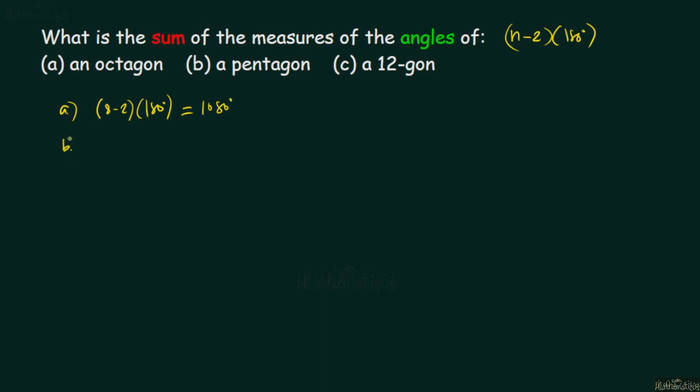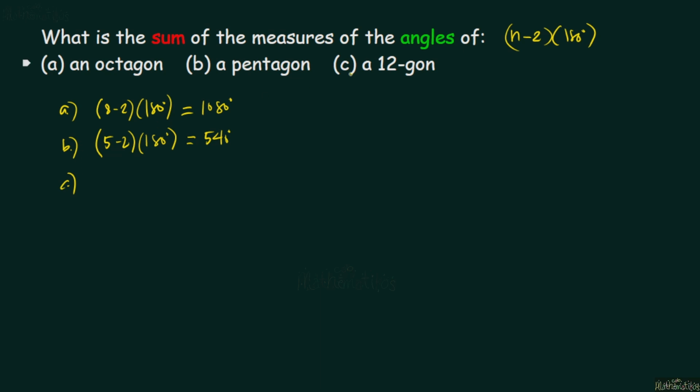1080 degrees. And letter B, so we have pentagon, that's 5 sides. So 5 minus 2 times 180 degrees. So this gives us 540. So this is the total sum of the angles for the pentagon.